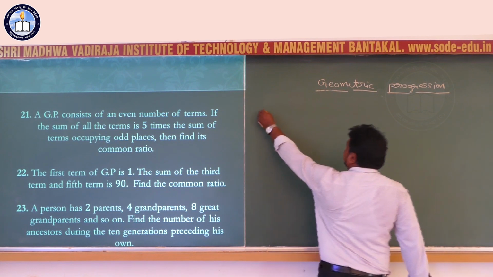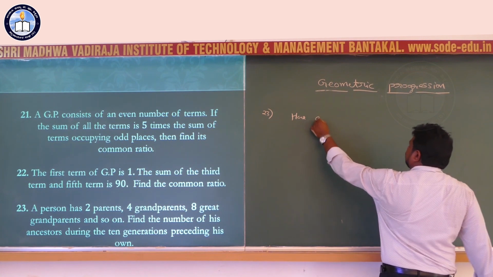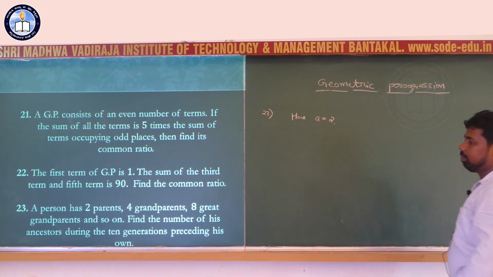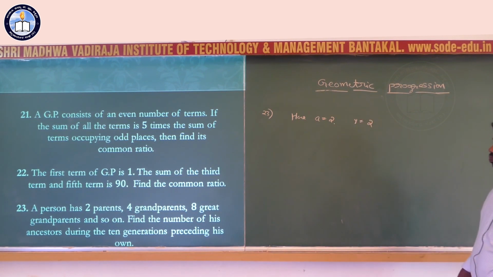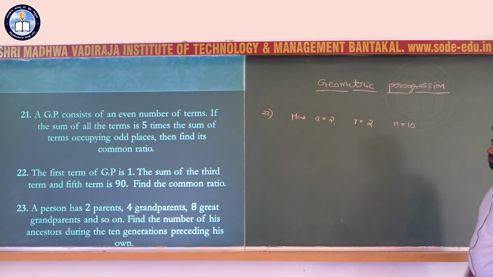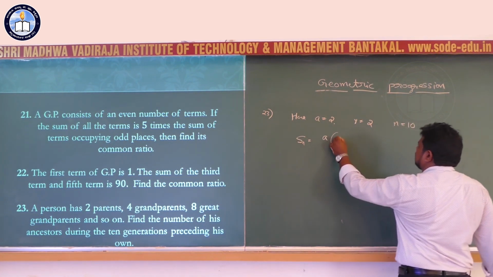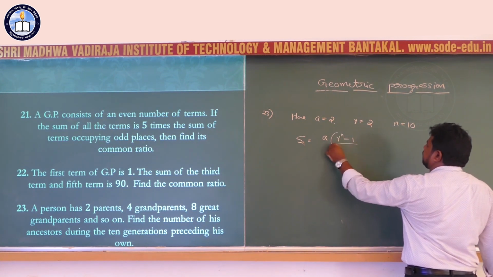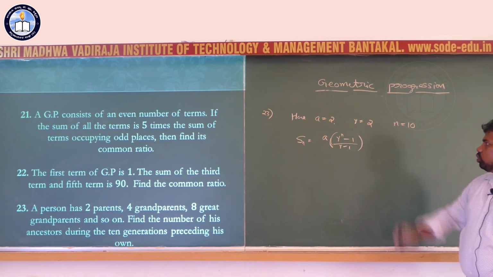Here this is in GP. Here A equal to 2 and common ratio R equal to 2. 2, 4, 8. 4 by 2, 2. 8 by 4, 2. Common ratio is 2. N equal to 10. Sn equal to formula A into R power n minus 1 divided by R minus 1 for R greater than 1. Here R equal to 2.